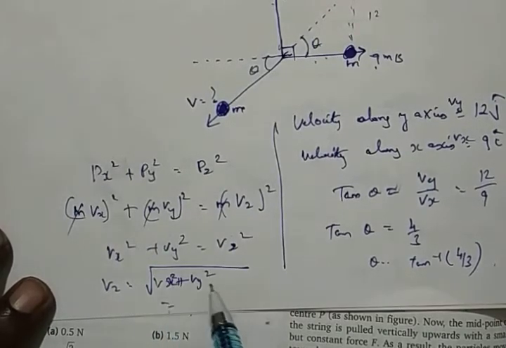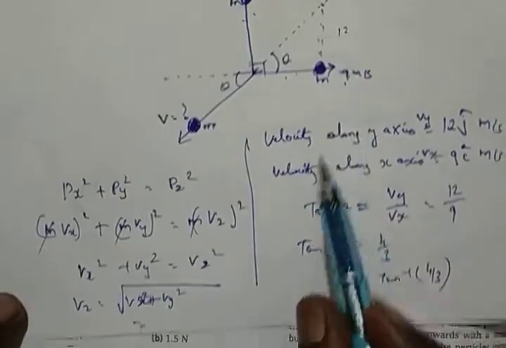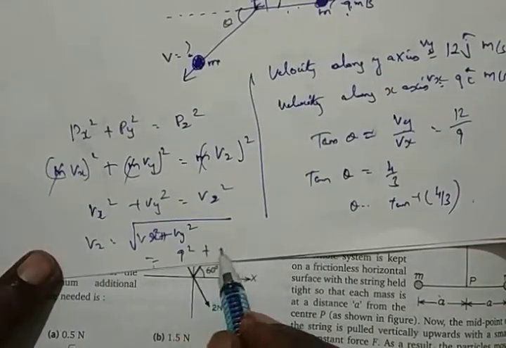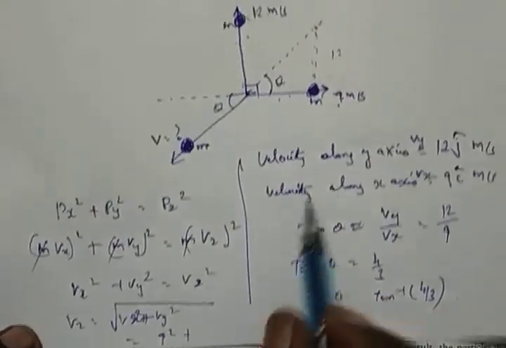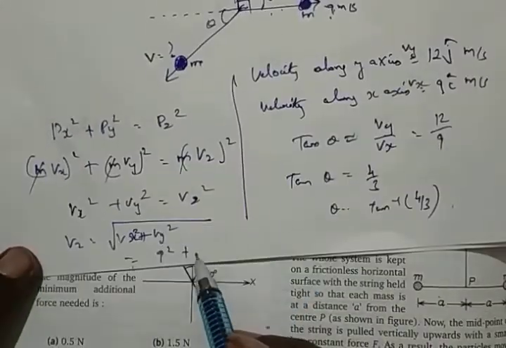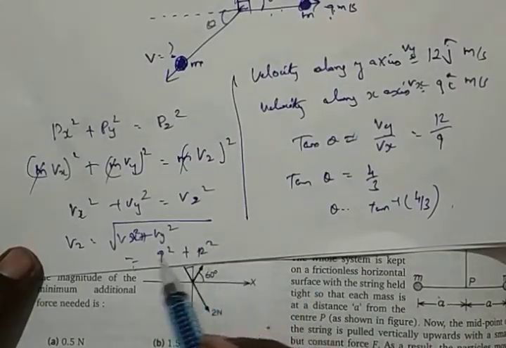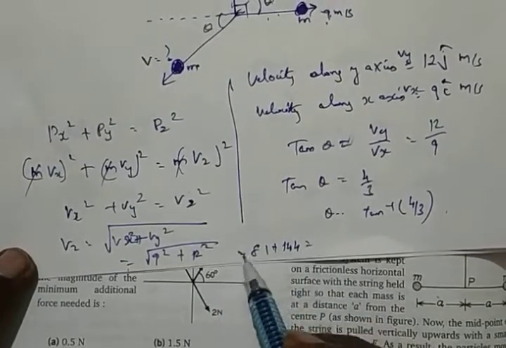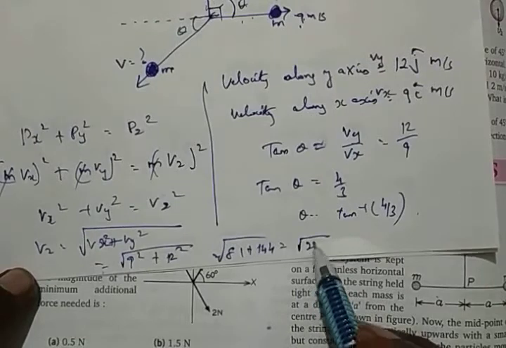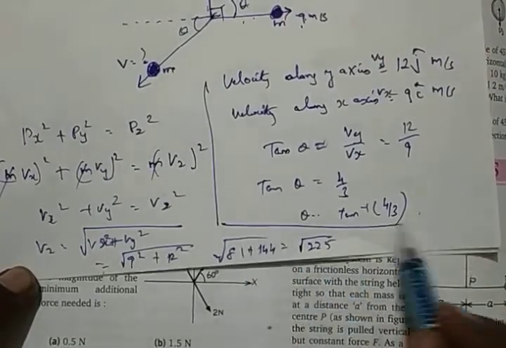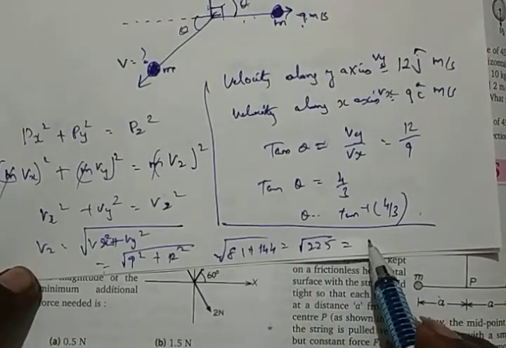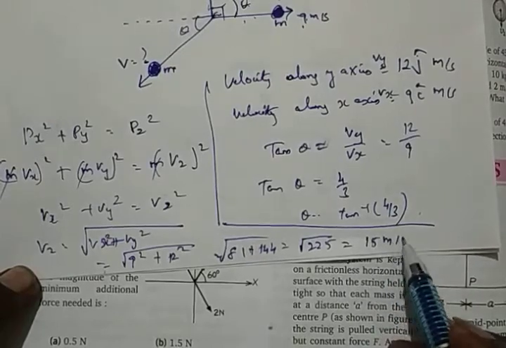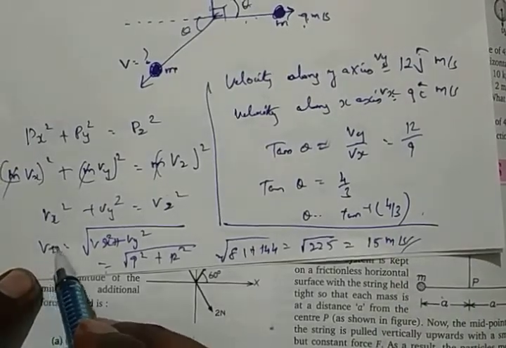What is vx square? The velocity along the x-axis, 9 square. What is vy square? The velocity along the y-axis, 12 meter per second square. So it is under root of 81 plus 144, which is under root of 225. What is the answer here? V is equal to 15 meter per second. So you get the value of Vz.